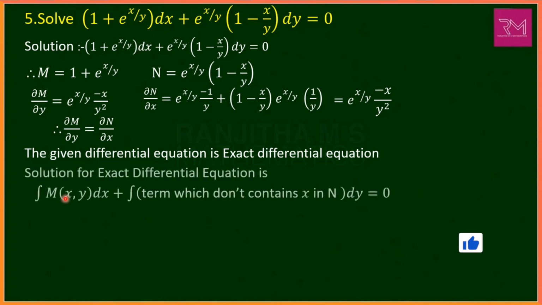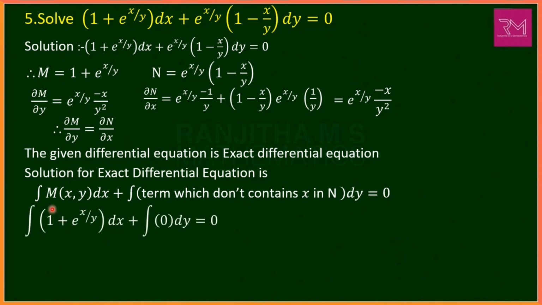Once you obtain the exact differential equation, the solution for the exact differential equation is integral of m of x comma y into dx plus integral of terms which do not contain x in n into dy which is equal to 0. Substituting the values here, we get integral of m of x comma y, this m value is 1 plus e power x by y, plus integral of n terms which do not contain x. Here this is our n value which contains x. Therefore, in the place of this we can substitute 0 into dy which is equal to 0.